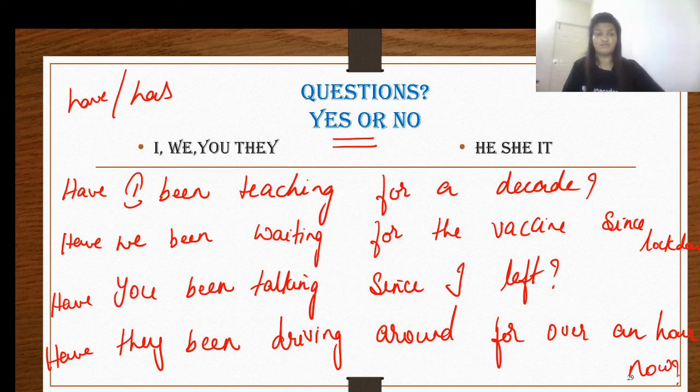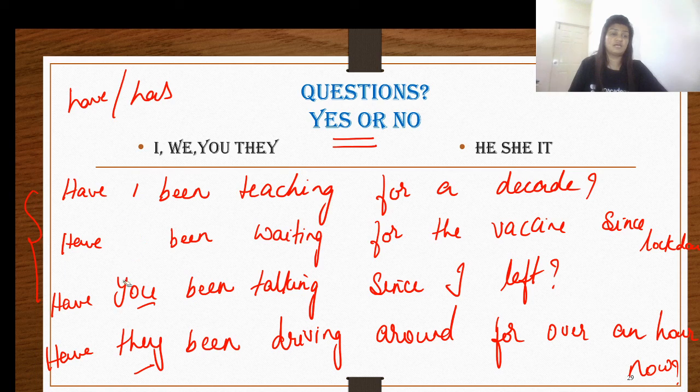Questioning. You are questioning these facts. Have I been teaching for a decade? Have we been waiting for the vaccine since lockdown? Have you been talking since I left? Have they been driving around for over an hour? You are asking for the confirmation of the fact. Because the subject is I, we, you, and they, you have used have.